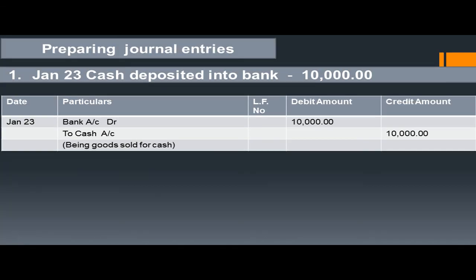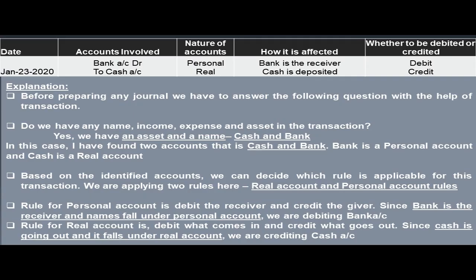The last transaction is cash deposited into bank, 10,000 rupees. The journal entry would be bank account debtor to cash account. So as usual, we will find out whether we have any name, income, expense or asset in the transaction. Here we have an asset and a name, that is cash and bank. Bank is a personal account and cash is real account.